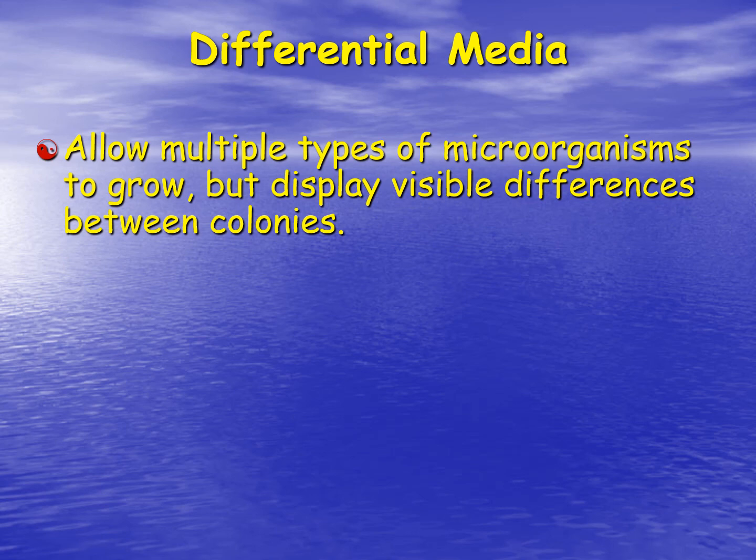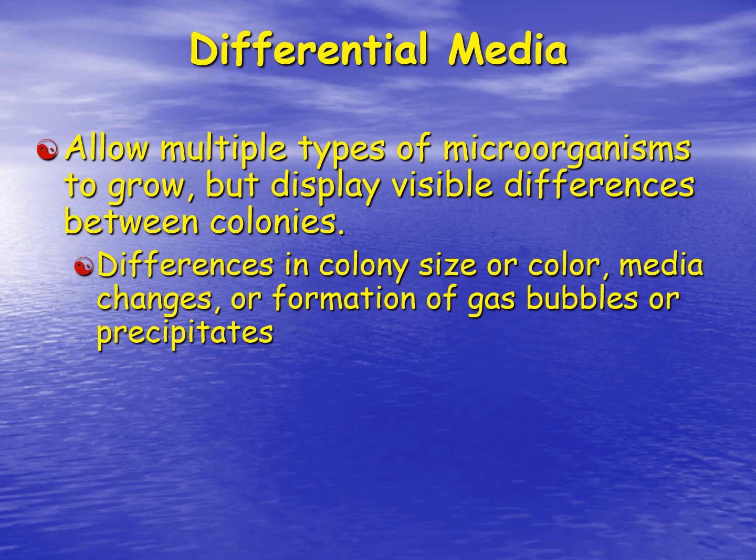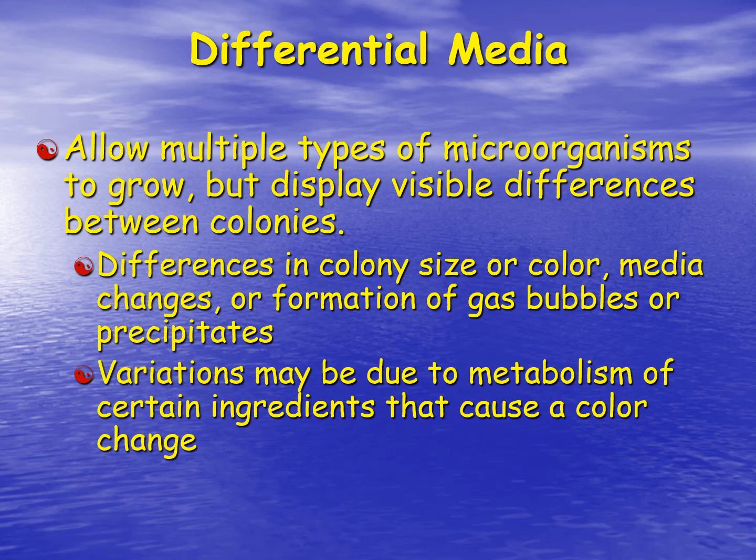Differential media allows multiple types of microbes to grow, but displays visible differences between the colonies and/or the media itself. Differences in colony size or color, changes in the media from the original color to now a different color, the formation of gas bubbles, or even precipitates within the media. Variations may be due to metabolism of certain ingredients that cause color changes.